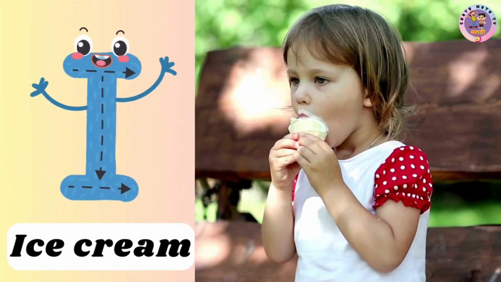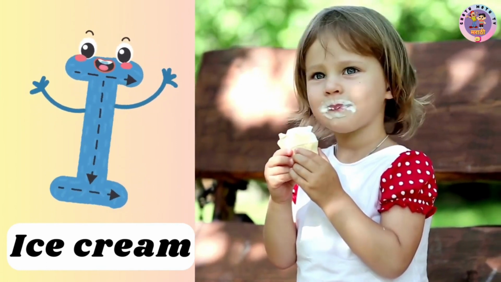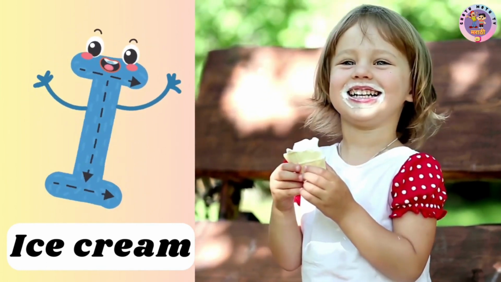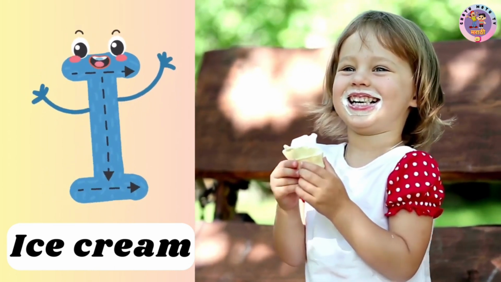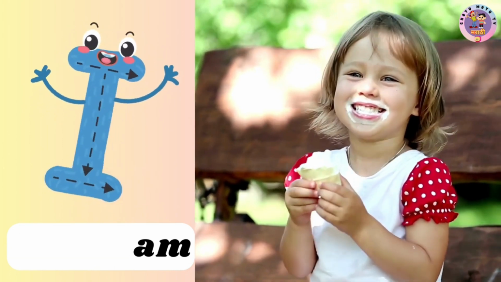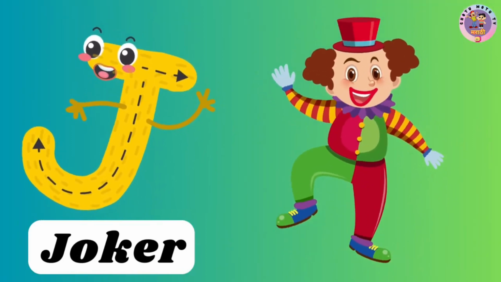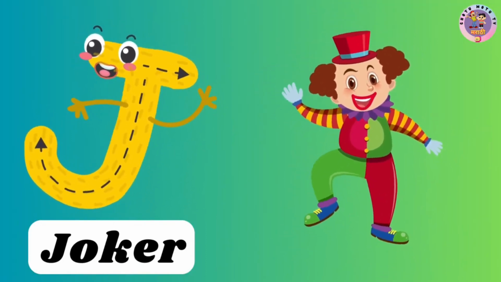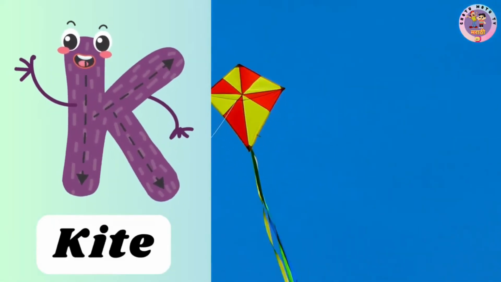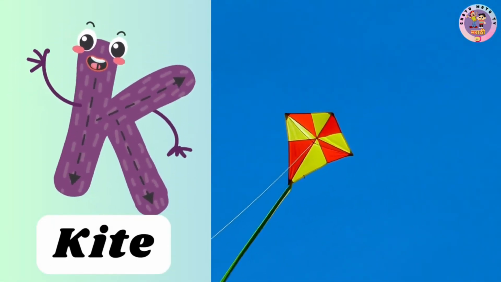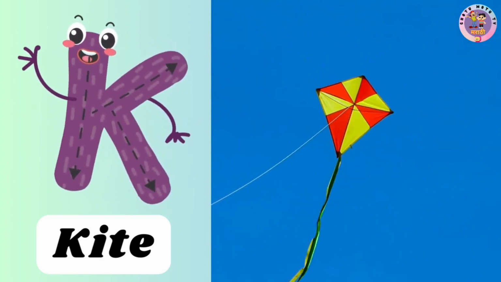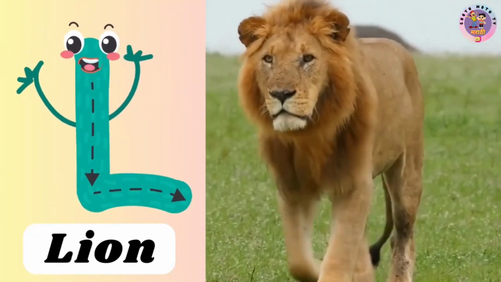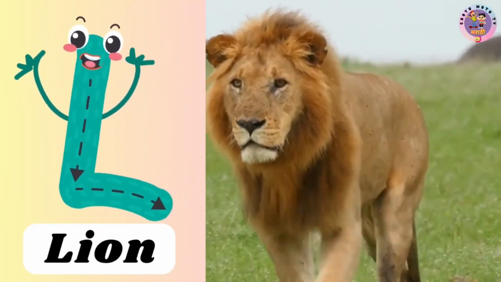I for ice cream. I-C-E-C-R-E-A-M, ice cream. J for joker. J-O-K-E-R, joker. K for kite. K-I-T-E, kite. L for lion. L-I-O-N, lion.